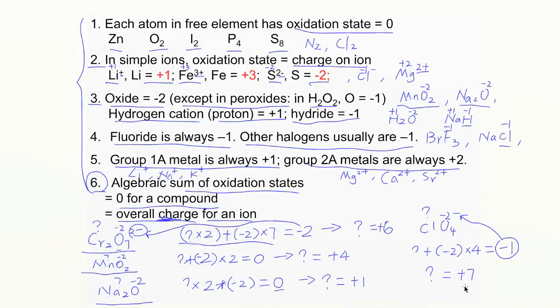Okay, so now we know that chlorine, bromine, and iodine could have a positive oxidation state.